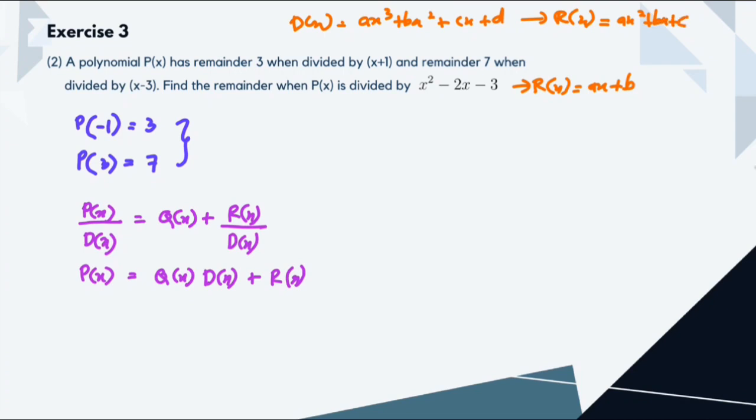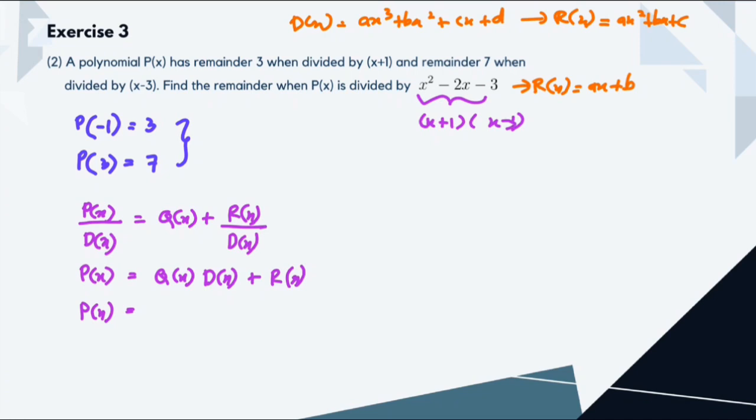In this case, since p(x) is divided by a quadratic divisor, in general the remainder should be linear because it is reduced by the power of 1. Therefore, we can write down the general form of p(x) when you divide by this divisor, which you can factorize to become x + 1 and x - 3.